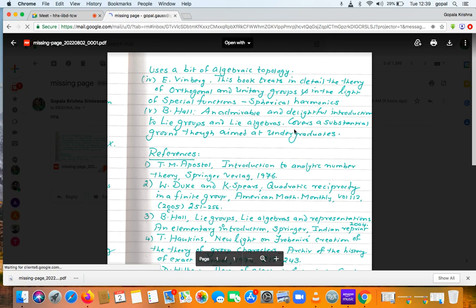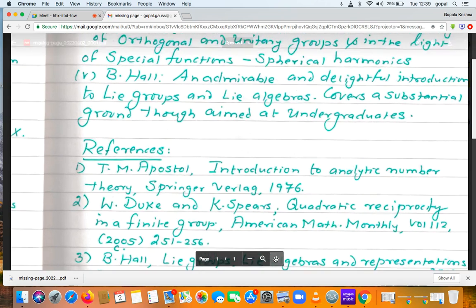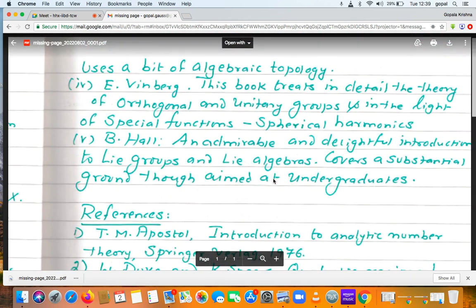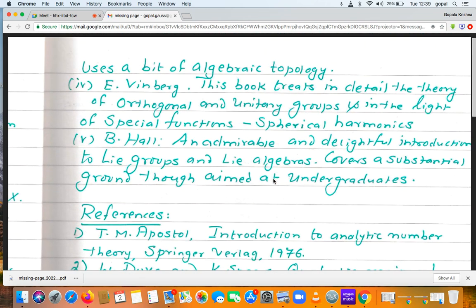Yes. Also, the book of Barry Simon uses a little bit of algebraic topology, such as higher homotopy and the long exact sequence in fibrations. Towards the end, he uses a little bit of that, not much. And there's this book by Vilenkin. This book treats in detail the theory of orthogonal and unitary groups in the light of special functions, which I talked about. And then there's this book by Brian Hall, an admirable and delightful introduction to Lie groups and Lie algebras, which covers substantial ground and is aimed at undergraduates.